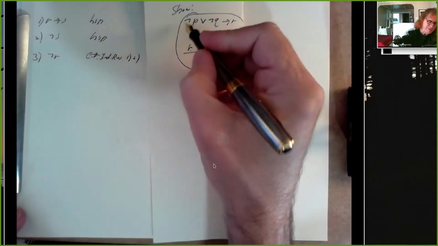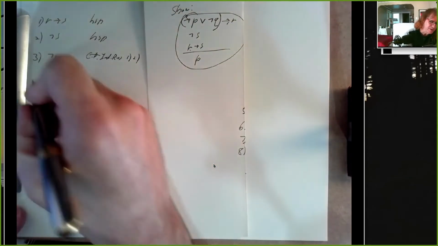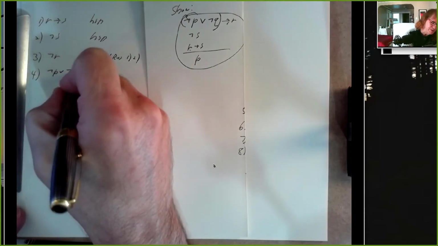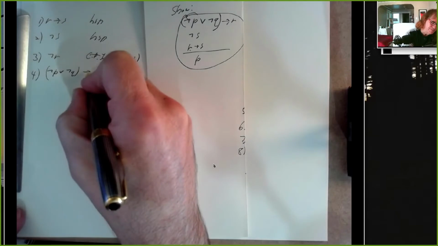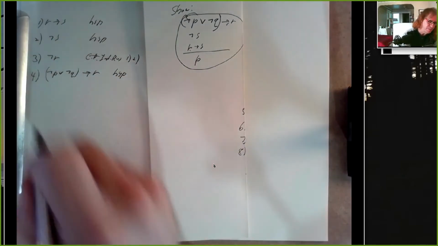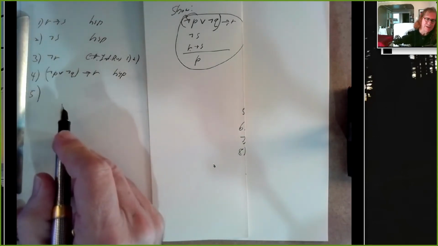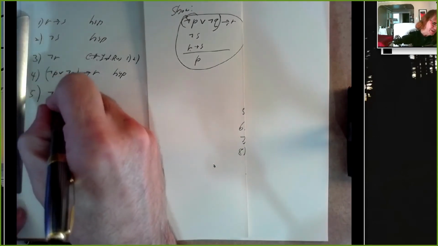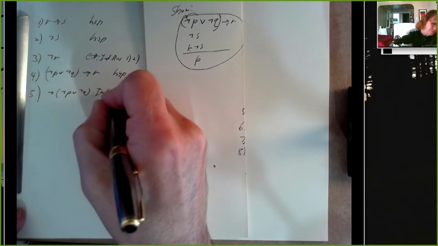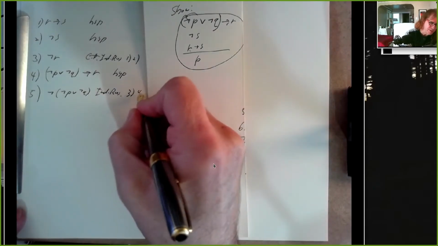Well, we have this thing implies R, and we have not R. So let's restate that first thing. Not P or not Q, and I'll put them in parentheses. Implies R. That's a hypothesis. Well, we've got this implies R, and we've got not R. So indirect reasoning tells us not P or not Q. That's indirect reasoning 3 and 4.